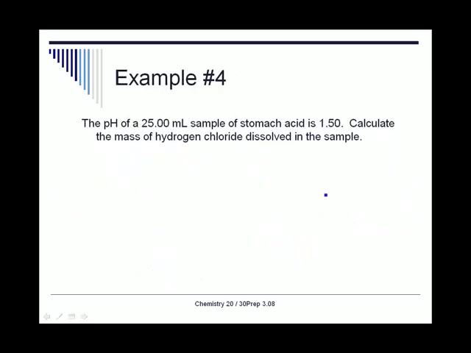So here's another example. The pH of a stomach acid solution is 1.5. We're going to calculate the mass of hydrogen chloride dissolved in the sample. So this one, same thing. We're working with hydrogen chloride. So we're working with another strong acid, which means it dissociates 100%.